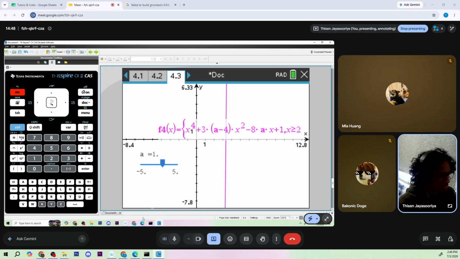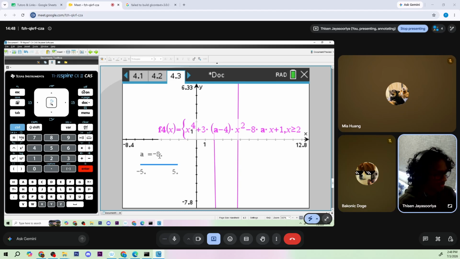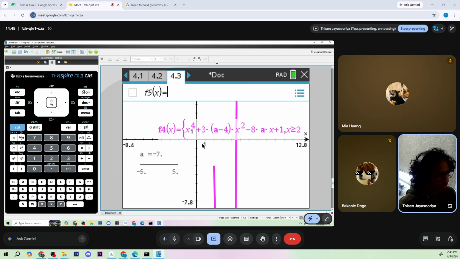So let's use our slider. Let's go backwards. If we push it forwards, nothing happens. Let's go all the way to neg 8. Neg 8, it becomes not 1 to 1. But let's go to neg 7. It's still not 1 to 1. So it's probably something down here that's messing with us.